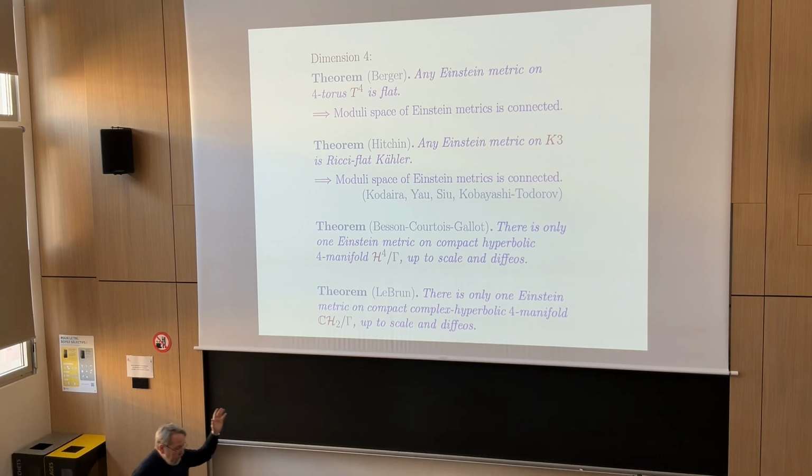The argument that proves Hitchin's theorem also shows that if you were to have an exotic K3, if you had K3 with a different differentiable structure, it could not admit an Einstein metric. So there's a standard smooth structure on K3, and that is uniquely picked out by the condition that it has an Einstein metric. Yeah, thank you.